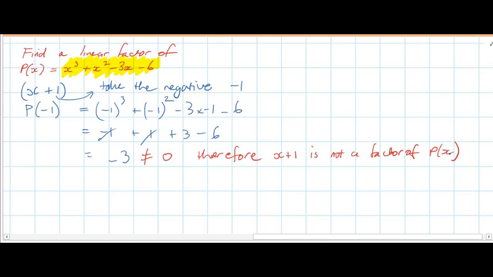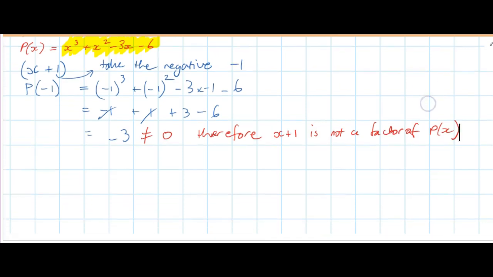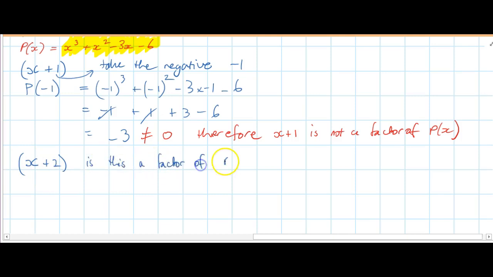So if you start with small numbers, it can be relatively easy to work out. That is a lot easier than doing the long division method of finding a factor. So if we are looking for a factor, we should try something different. Let's look at this one because it is in the example. Let's see, is this a factor of p(x)?